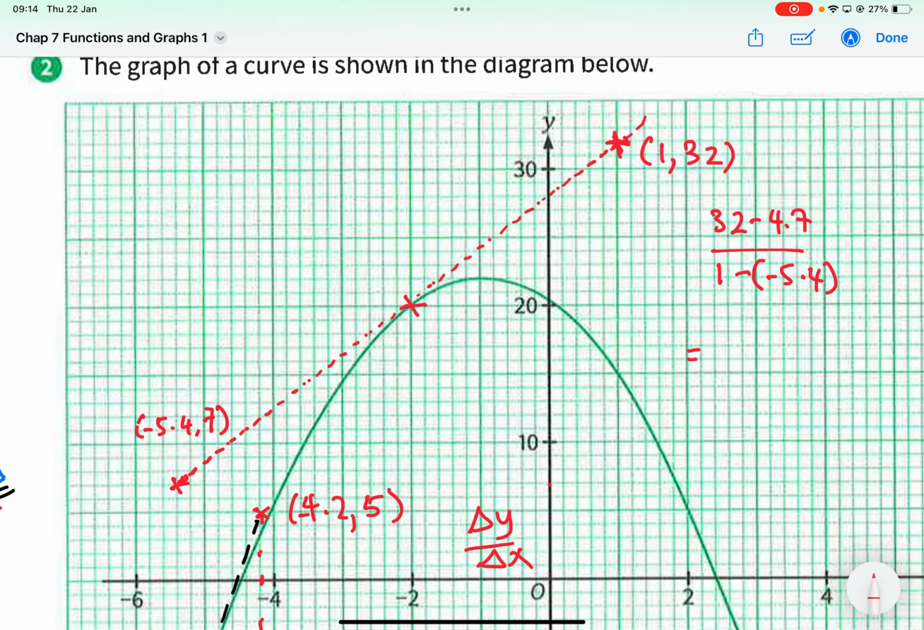Okay, let's see my part B. The answer I got was 4.3. Let's see, am I close? No, this one was different. The answer they have is 3.75. Okay? So pretty close.